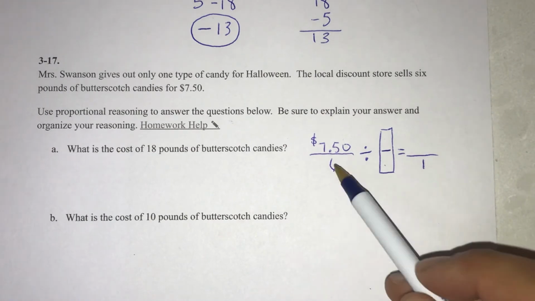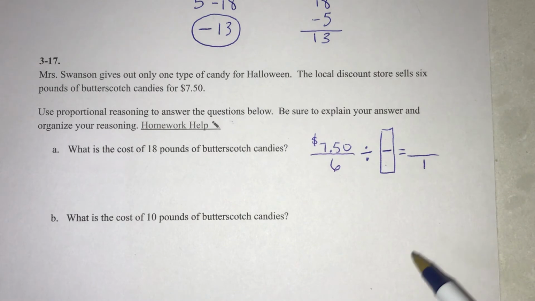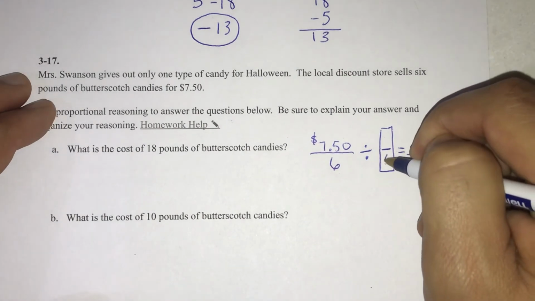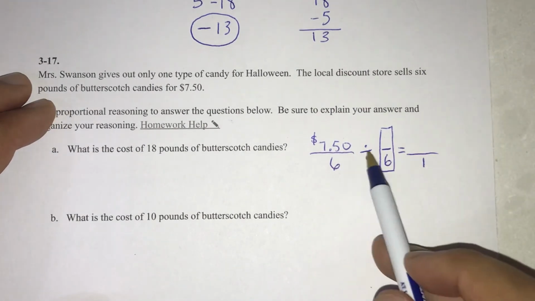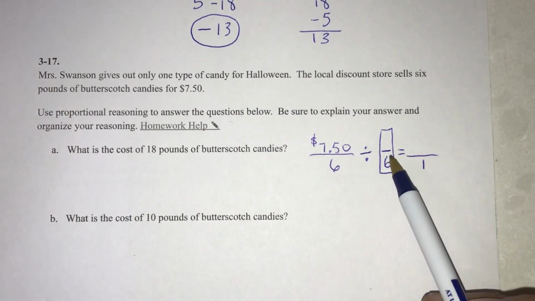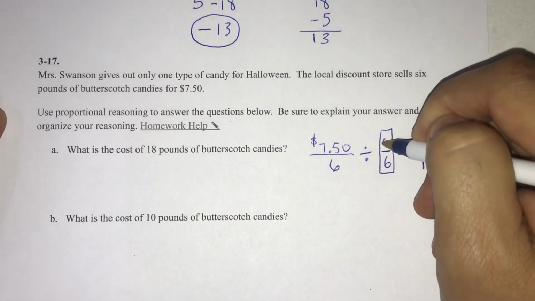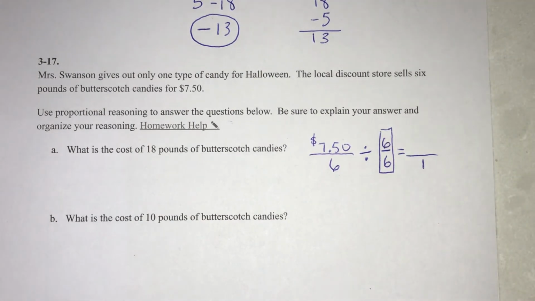So ask yourself, 6 divided by what number equals 1? And in that case, it is 6. 6 divided by 6 is 1. Okay, now because this is a giant 1, we know we want the same numerator and the same denominator. So let's take it and put a 6 on top as well. So we're going to take $7.50 and divide it by 6.